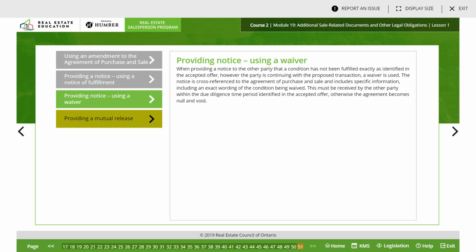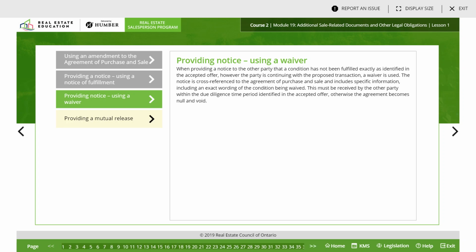Providing a notice using a waiver. When providing a notice to the other party that a condition has not been fulfilled exactly as identified in the accepted offer, however, the party is continuing with the proposed transaction, a waiver is used. The notice is cross-referenced to the agreement of purchase and sale and includes specific information, including an exact wording of the condition being waived. This must be received by the other party within the due diligence time period identified in the accepted offer. Otherwise, the agreement becomes null and void.